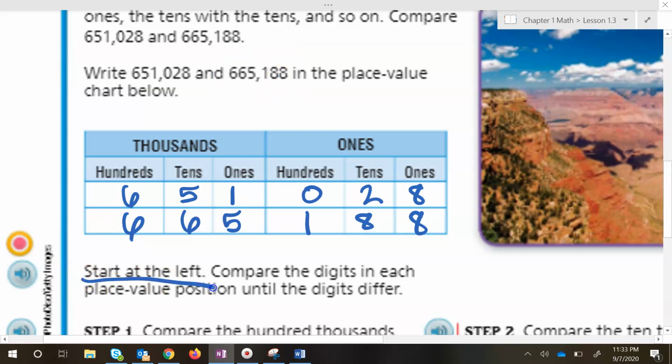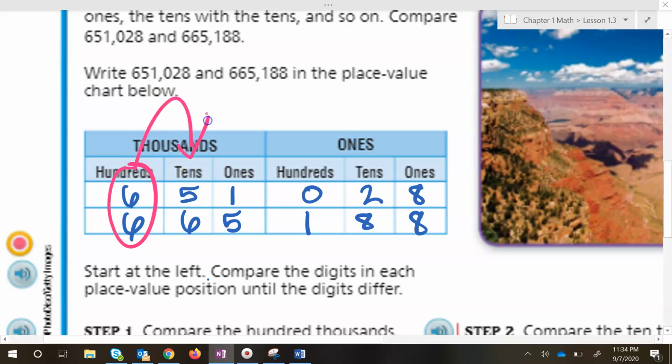Now it says start from the left, just like left to right, like we read a book. Compare the digits in each place value position until the numbers differ. Remember, differ means different, right? So we're going to take a look at these numbers. Both of these numbers have 100,000s, so we're going to start at the biggest place value. We notice that both of those have a 6, so we know that those are not going to be the clue to tell us which number is bigger.